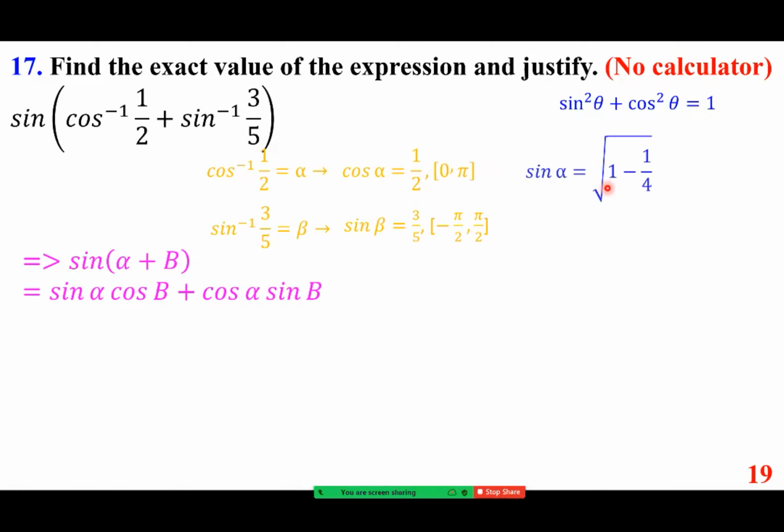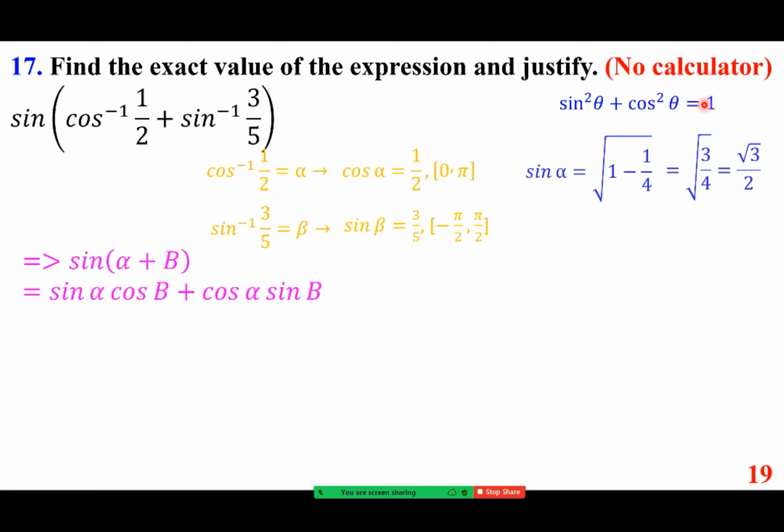I hope everybody can see what I'm doing here. So sine is plus or minus the square root of 1 minus cosine squared. The reason we use plus is that in the first and second quadrant, sine is positive. 1 minus 1/4 is 3/4, and the square root of 3 remains, 4 comes out as 2. So sine is square root of 3 over 2. Therefore, we are in the first quadrant, and in the first quadrant, everything is positive, including cosine.